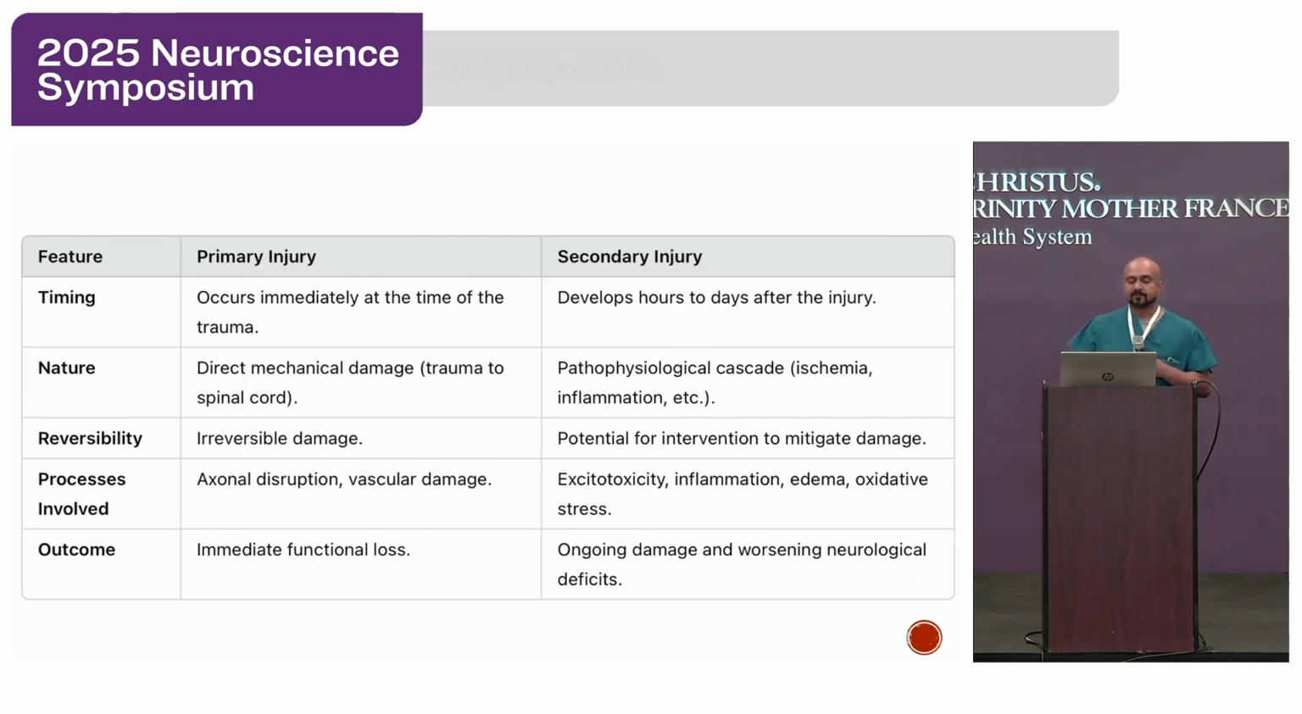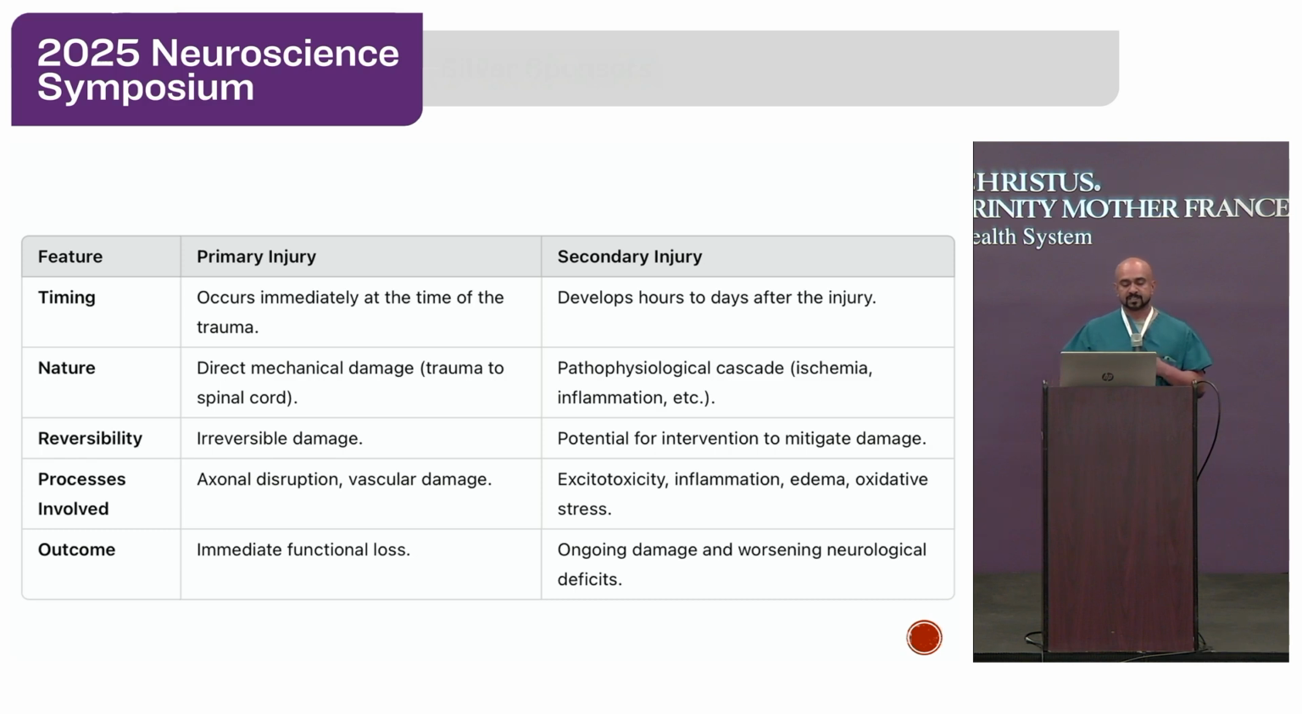All right, so let's talk about the primary versus secondary injuries. The primary injury occurs immediately, obviously, at the time of the trauma. It's direct mechanical damage: the shearing, tearing, or crushing injury to the spinal cord. It's also axonal disruption and vascular damage. Most of the time, this is irreversible, and you lose the function immediately after the injury. Secondary injury develops, as I just said, hours to days later. The pathophysiologic cascade is ischemia and inflammation, and you have the potential to intervene and mitigate that damage. So those are the people that we can save, if you get into it as soon as possible.